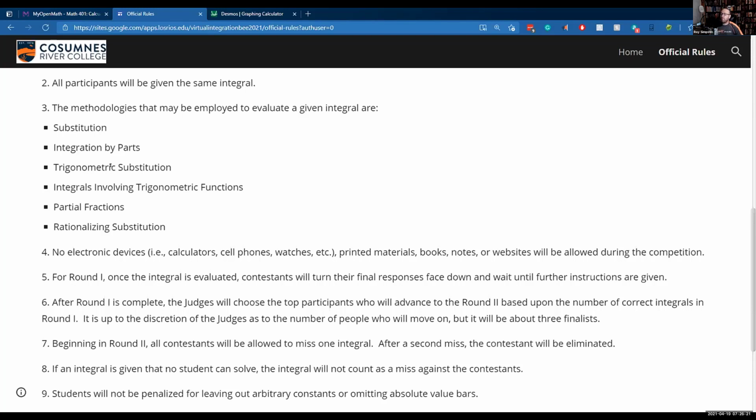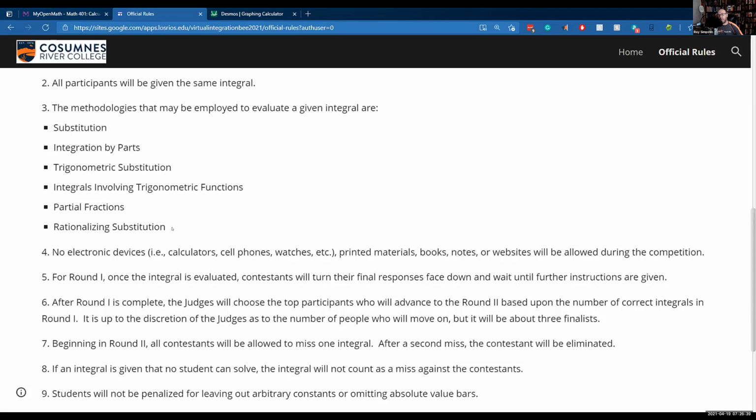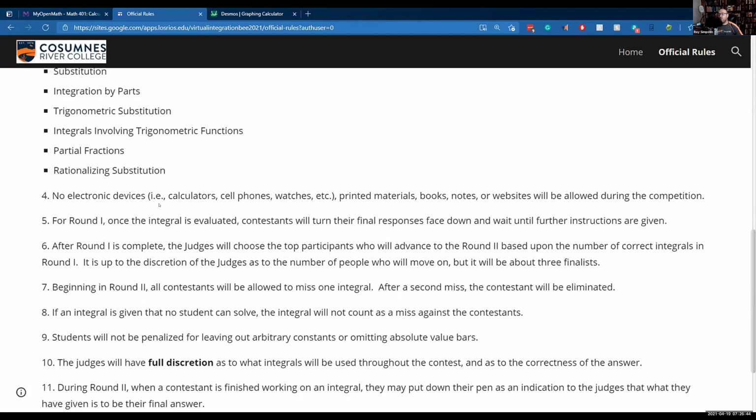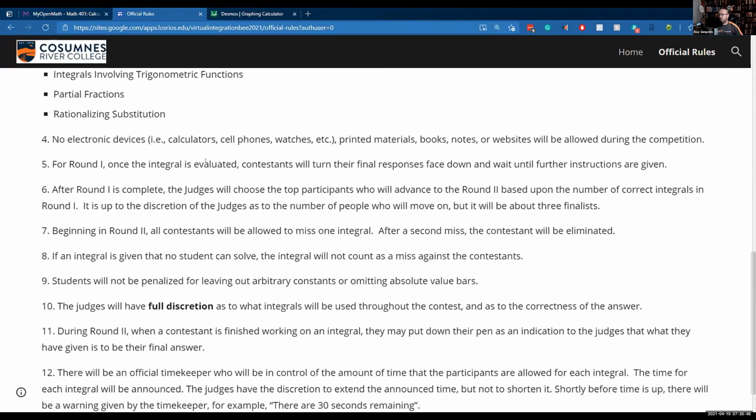The methodologies that will be employed to evaluate a given integral are, I dislike that they wrote all these in, the standard ones you've learned: substitution, integration by parts, trig subs, integrals involving trig functions, partial fractions, rationalizing substitution, which just means radical subs. So no electronic devices. And for round one, once the integral is evaluated, contestants will turn their final responses face down and wait until further instructions.